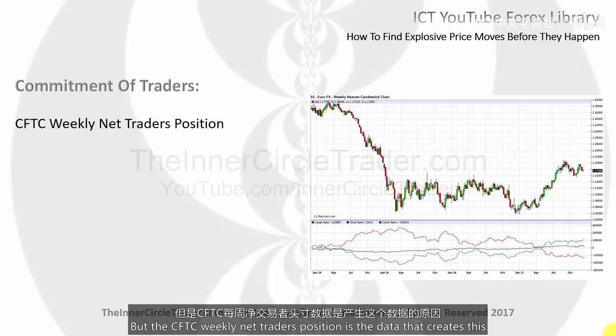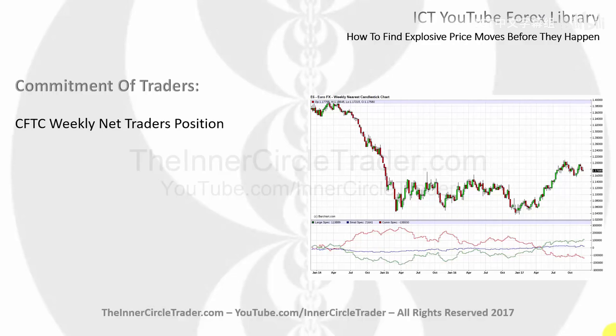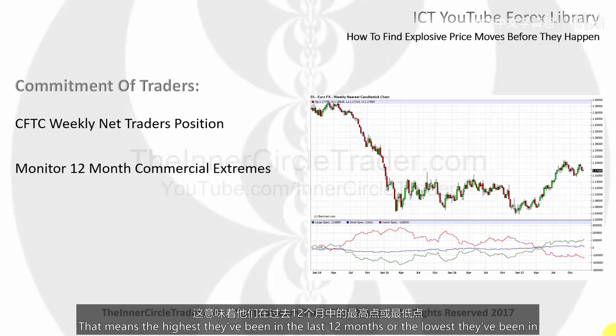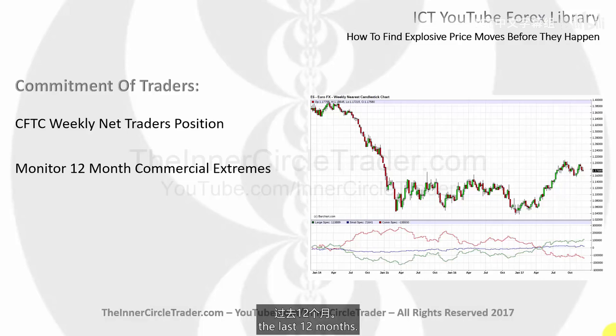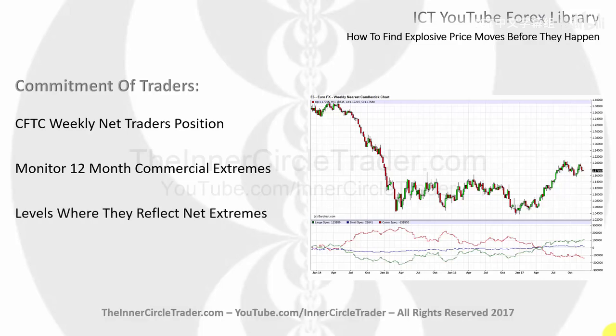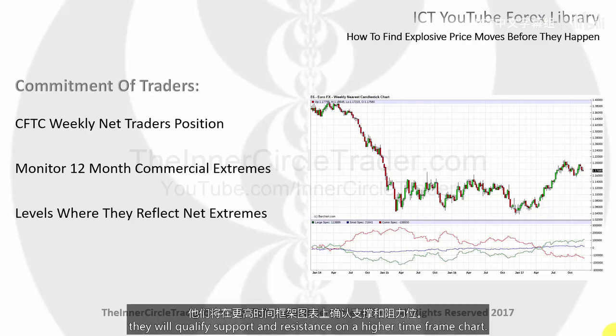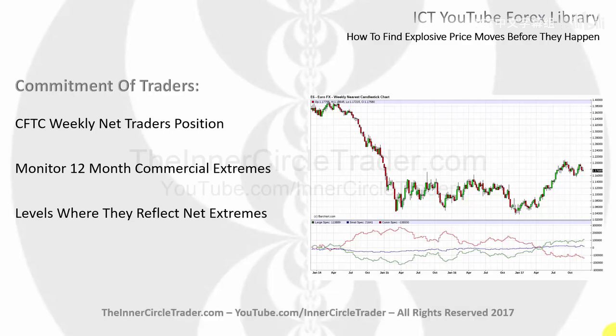But the CFTC weekly net traders position is the data that creates this graph. And what we do is we monitor 12-month commercial extremes. That means the highest they've been in the last 12 months or the lowest they've been in the last 12 months. And we look for the levels where they reflect net extremes. In other words, they will qualify support and resistance on a higher time frame chart.